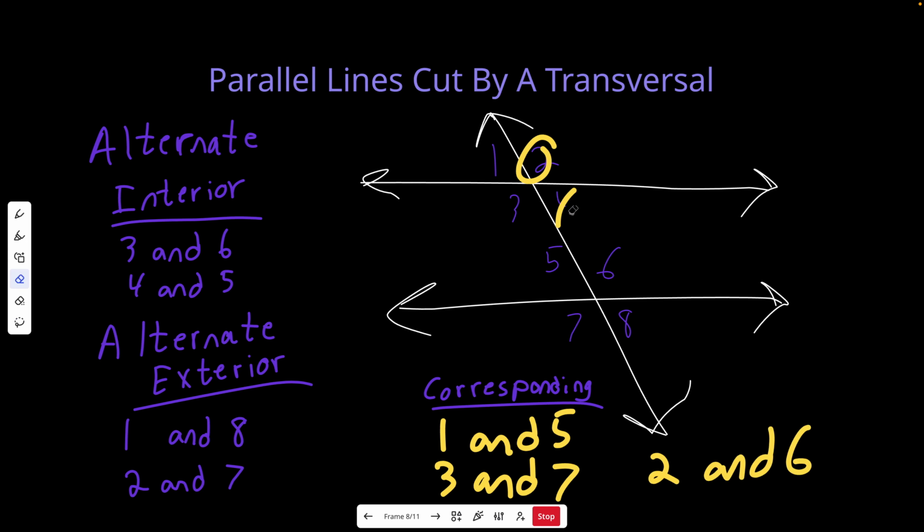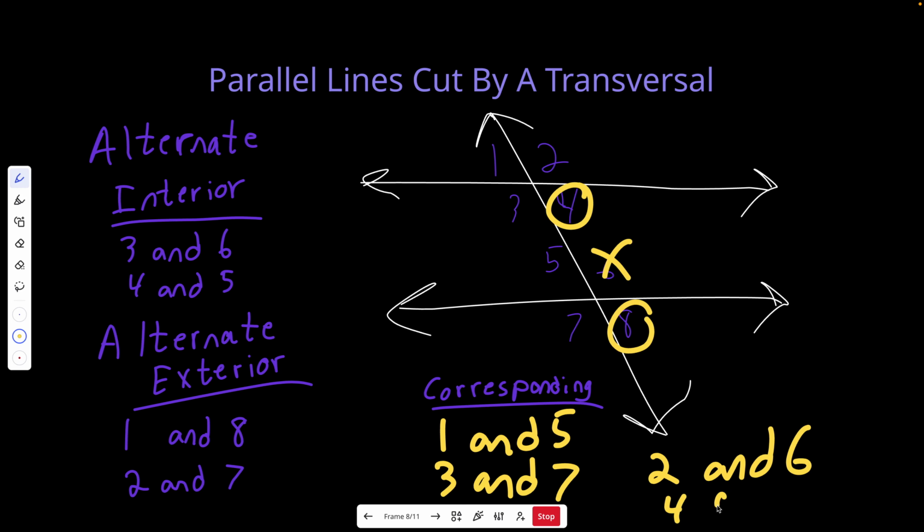And the last pair, I see I've erased part of my 4 here. Here we go. Oh, and I've erased my 2. The last pair would be start at 4, skip 6, go to 8. So 4 and 8. So with corresponding, there are 4 different pairs.